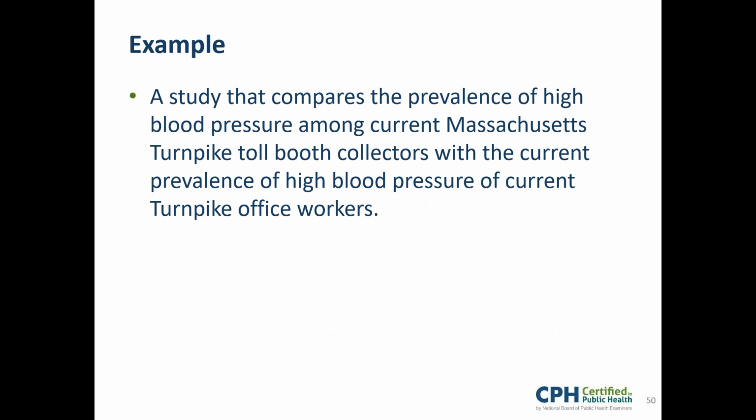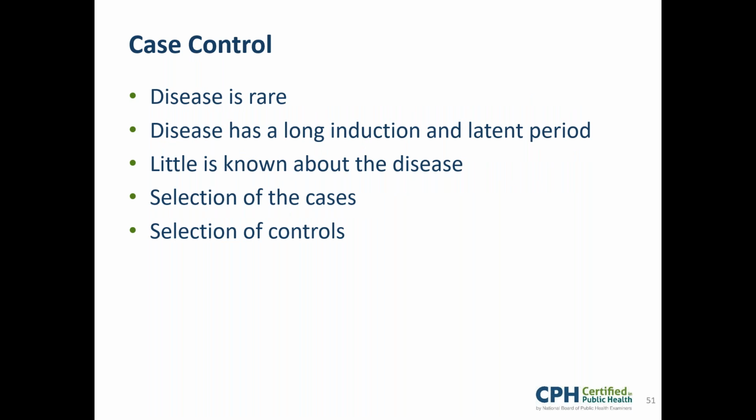So for example, we have a study that compares the prevalence of high blood pressure among current Massachusetts Turnpike toll booth collectors with the current prevalence of high blood pressure of current Turnpike office workers. That would be an example of a cross-sectional study.